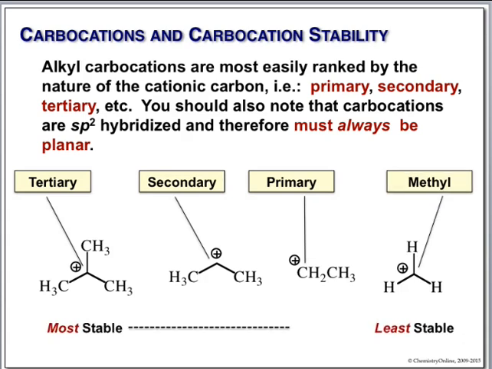Carbocation stability. Why do we only see this type of reaction with tertiary halides? Because tertiary carbocations are relatively stable. Primary and methyl carbocations are very unstable. Alkyl groups are electron releasing through something called hyperconjugation. You'll talk a little bit about that in 235.